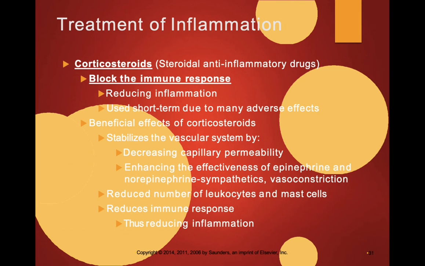They also enhance the effectiveness of epinephrine and norepinephrine. Epinephrine and norepinephrine, remember, these are the chemical messengers like adrenaline and noradrenaline. These are the chemical messengers associated with the sympathetic neural system. And when you have epinephrine and norepinephrine, the blood vessels vasoconstrict. They don't dilate with inflammation, they constrict. So you get the reduced number of white blood cells or leukocytes and mast cells. And remember, if you have decreased mast cells, then you have decreased histamine. So you get this reduced immune response, thus reducing inflammation.